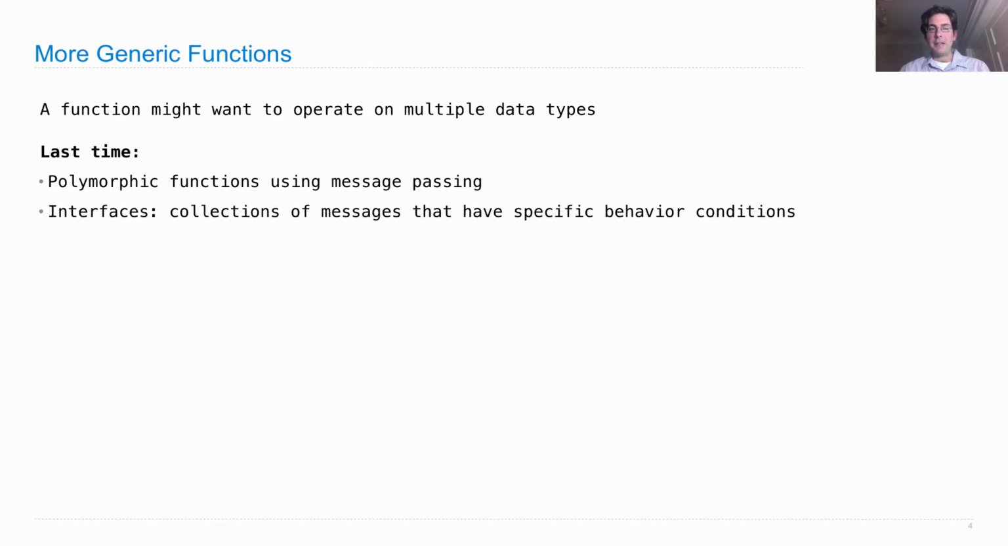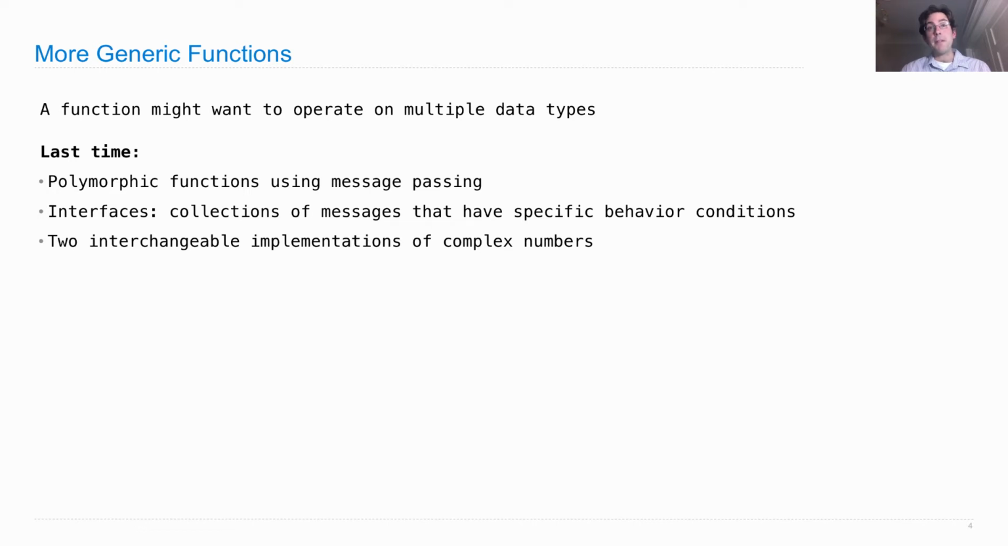So we had this idea of interfaces, which are collections of messages, which are just attribute values in the object system, for instance, and these have specific behavior conditions. So the stir message is meant to give us back a human-readable string, for instance. And we saw that with this idea, we could create two different interchangeable implementations of complex numbers.